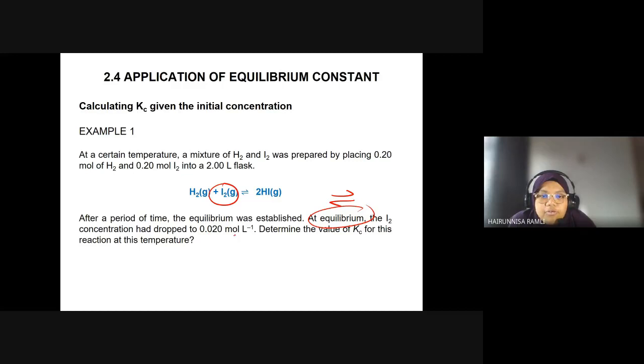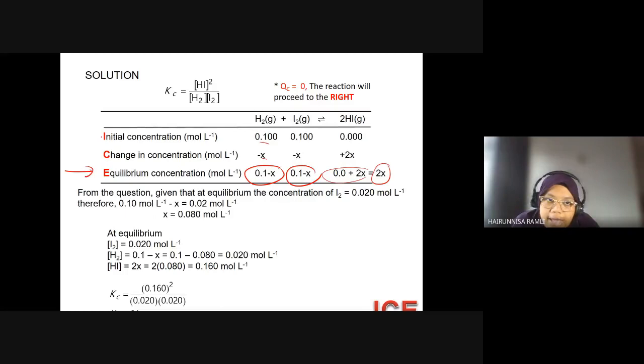So you kena tahu kat mana you nak isi. At equilibrium meaning that dia nak dekat sini. Equilibrium. Not at initial, not at change. At equilibrium. And apa yang kita tengok? Dekat mana? Iodine. This one.